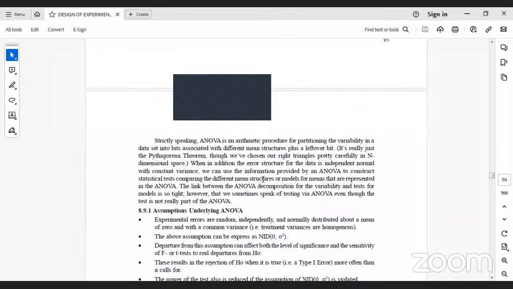The data is independent and normal with common variance, and the information is provided with ANOVA, analysis of variance. It compares the different mean structures and models. The means are represented by the ANOVA. There is a link between the ANOVA decomposition of variability and tests for models. So tight, however, that sometimes the testing is attributed to ANOVA, even though the test is not really part of the ANOVA.